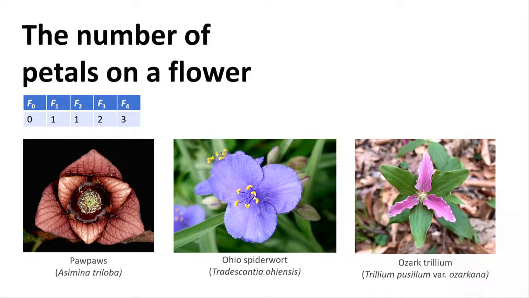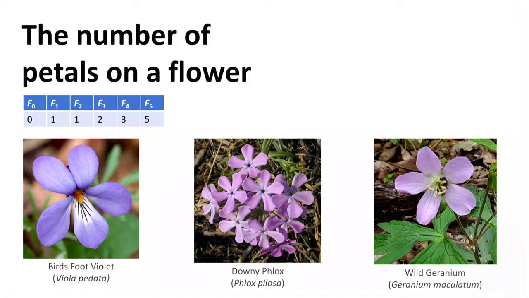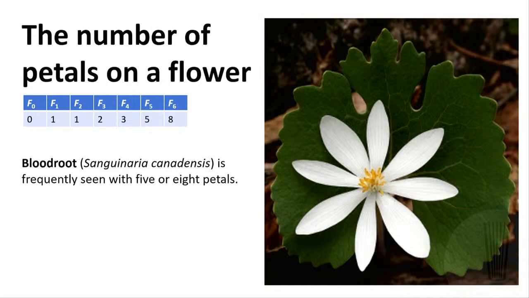We see threes show up a lot in petals. Especially, you know, when we look at trilliums or pawpaws, we see this other secondary set of what looks like petals. Usually they're sepals, or they can be leaves. Five is another common number for petals on flowers. For bloodroot, a native species here, frequently seen with 5 or 8 petals. Black-eyed Susans very commonly have 13 petals.